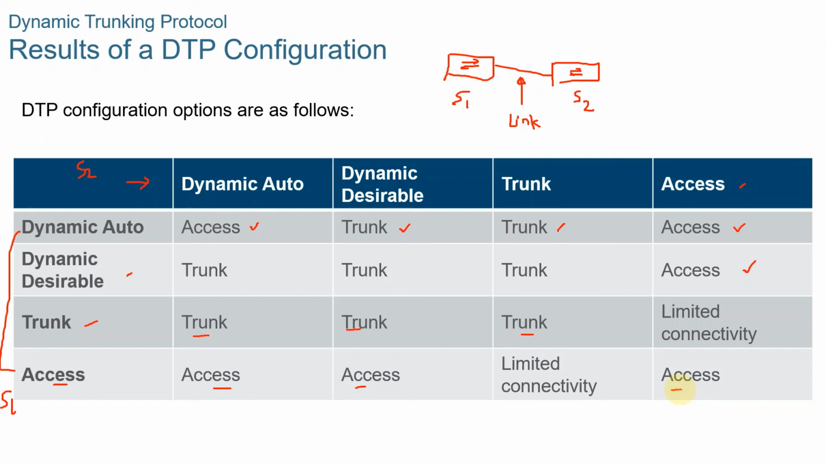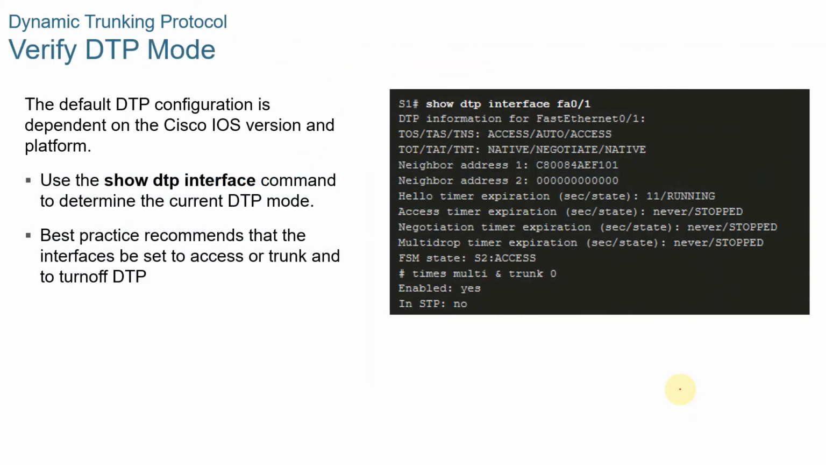But then again, let me remind everyone that DTP is a Cisco proprietary protocol and runs only on Cisco devices. So it is recommended that we turn this off if you are connecting to a non-Cisco device. Now the default DTP mode is dependent on the Cisco IOS software version and on the platform. So to determine the current DTP mode, we issue the command show dtp, or show dtp interface command as shown here.